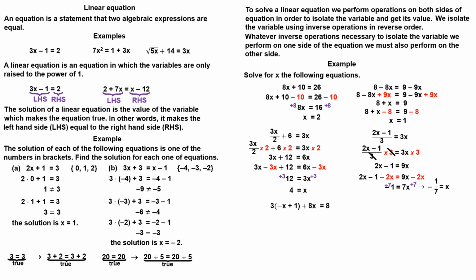We need to expand the brackets first, then collect like terms. Subtract 3 from both sides. Now, divide both sides by 5.